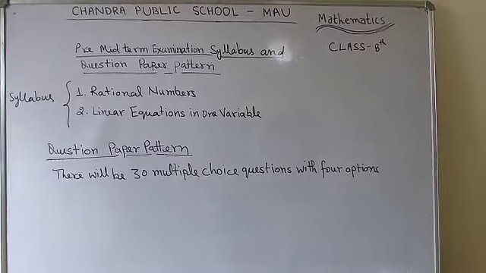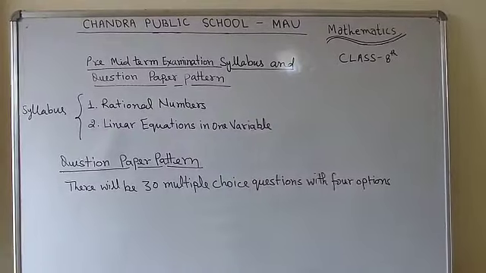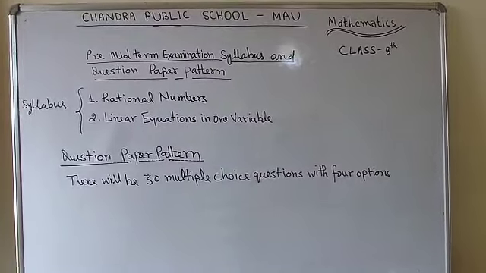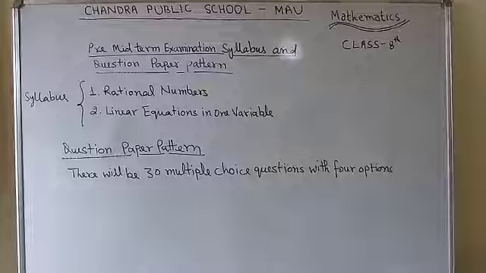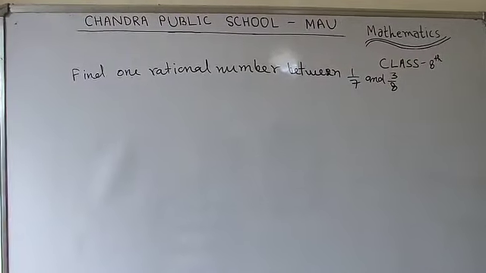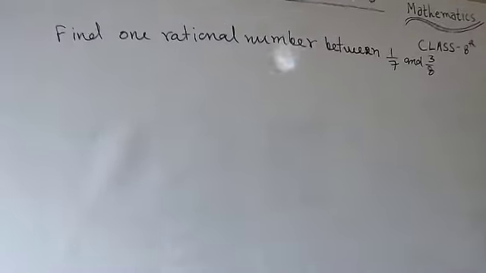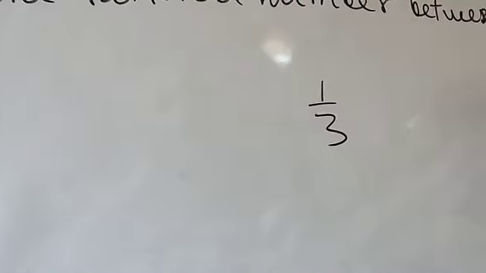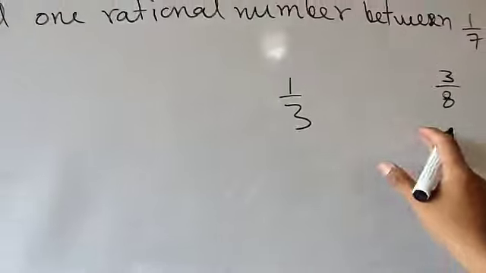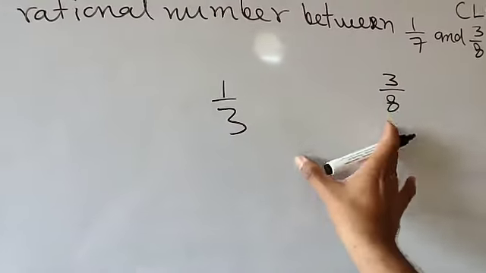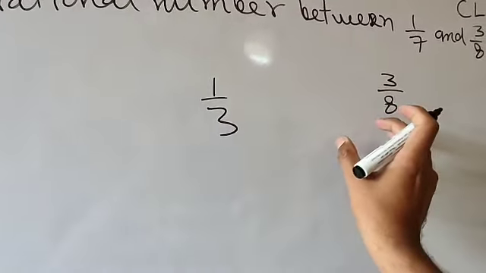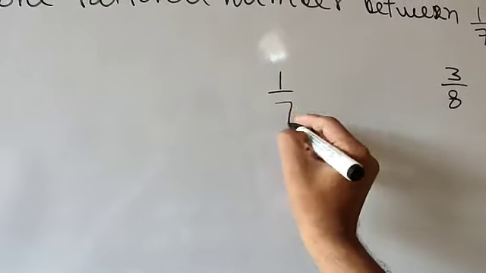Today I am going to explain how to find the rational numbers between any two rational numbers. Now students, here I have written a question: find one rational number between 1 by 7 and 3 by 8. So 1 by 7 and 3 by 8 are the two rational numbers and you need to find a rational number that is just between them.